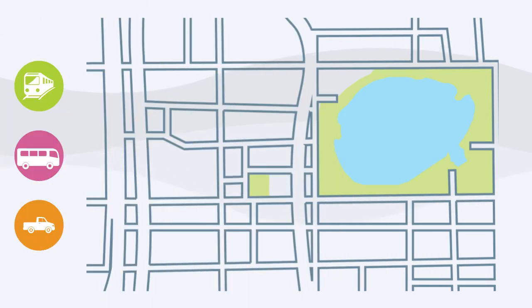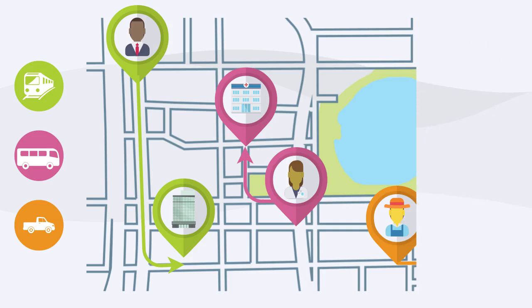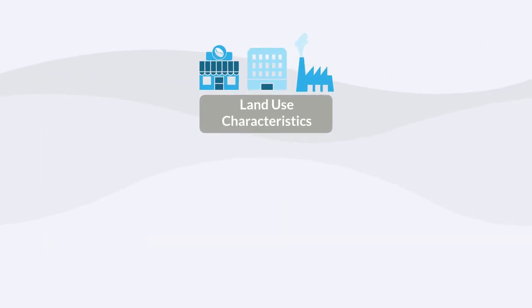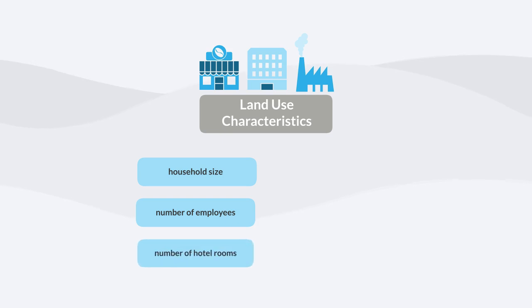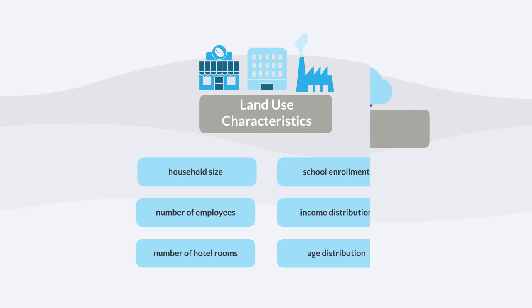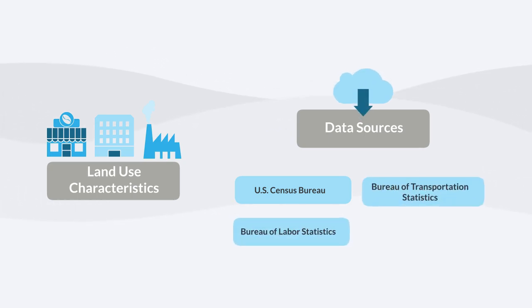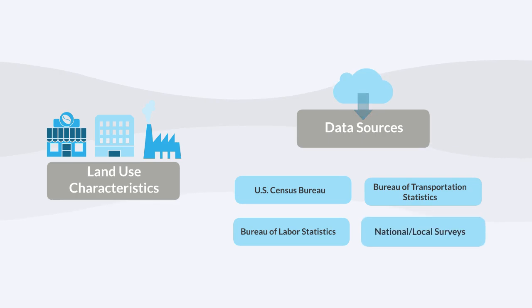Land use data helps answer the question of who is traveling within an area and where they may want to go. Key inputs to the model include land use types and intensity, such as household size, number of service employees, number of hotel rooms, school enrollment, or income and age distributions within an area. Different data sources for these inputs include the U.S. Census Bureau, Bureau of Labor Statistics, Bureau of Transportation Statistics, and national or local household travel surveys.